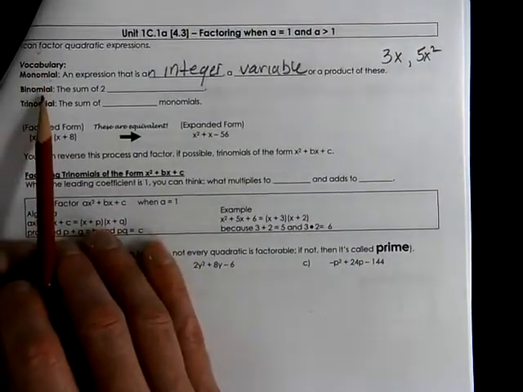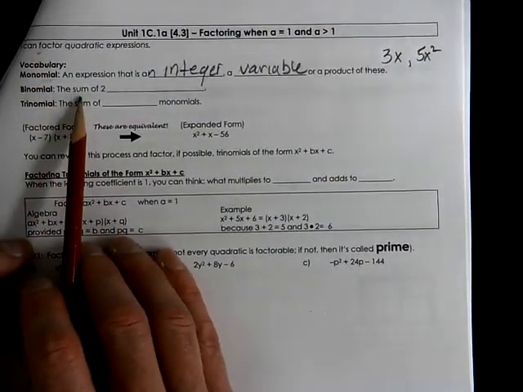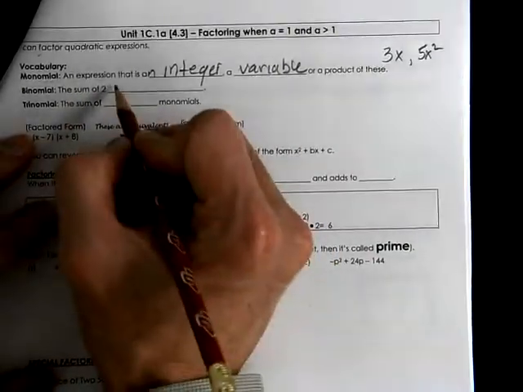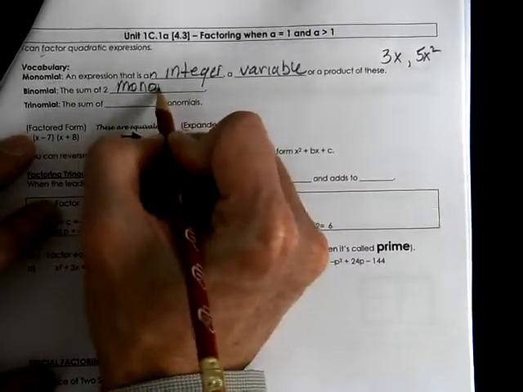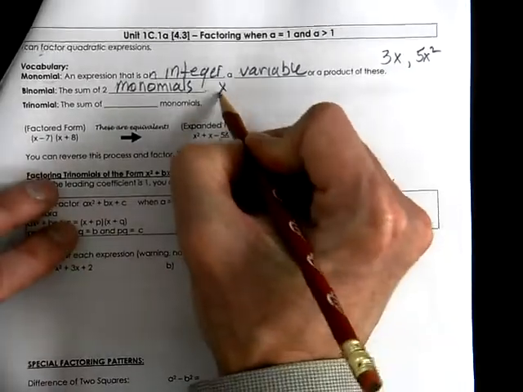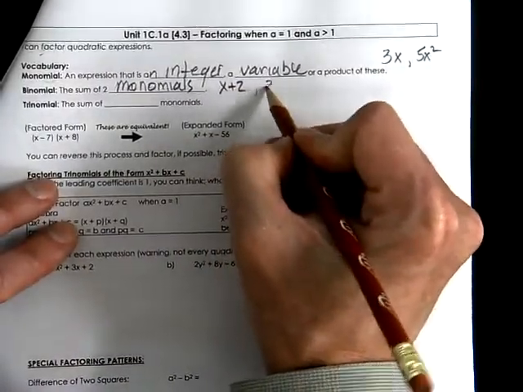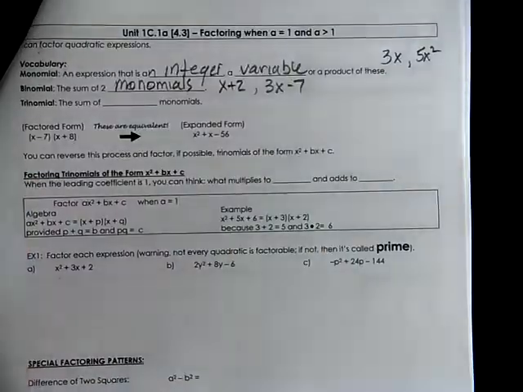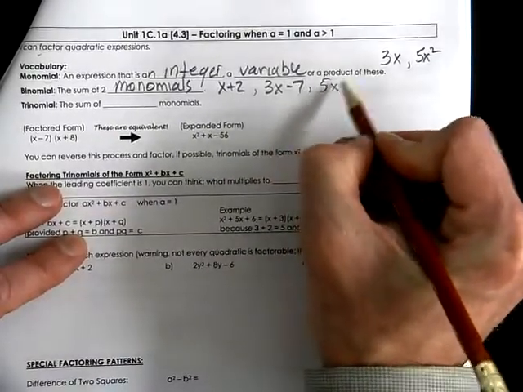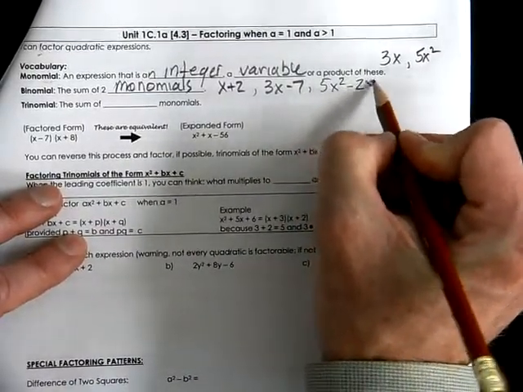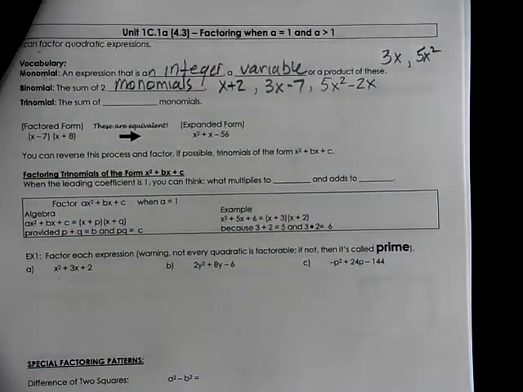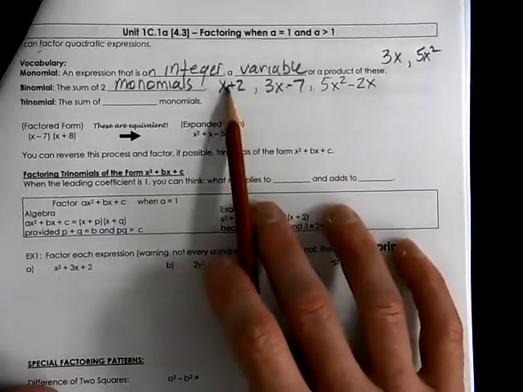A binomial is the sum, either positive or negative, but the sum of two monomials. That's called a binomial. That's going to look like x plus 2 or 3x minus 7. Even 5x squared minus 2x, that would be a binomial. It has two parts. They're separated by a plus or a minus.